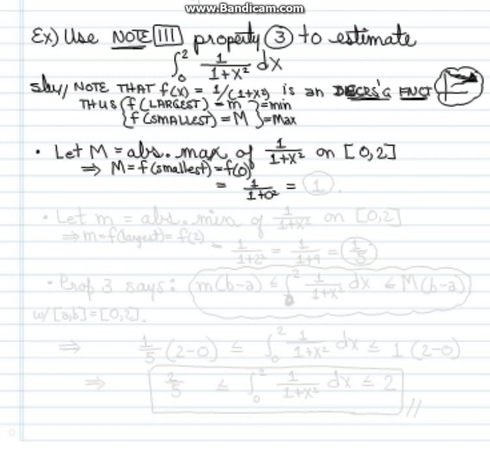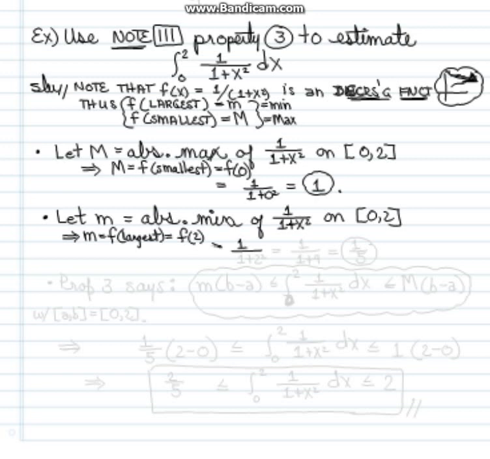Let's evaluate the function for x equals 0. We get 1 over 1 plus 0 squared, which is 1. Now let lowercase m equal the absolute minimum of this function 1 over 1 plus x squared on the x interval from 0 to 2. That implies that little m would be equal to the function evaluated at the largest value of x on the interval, which is 2. So f evaluated at 2 is 1 over 1 plus 2 squared, which equals 1 over 1 plus 4, which is 1/5.